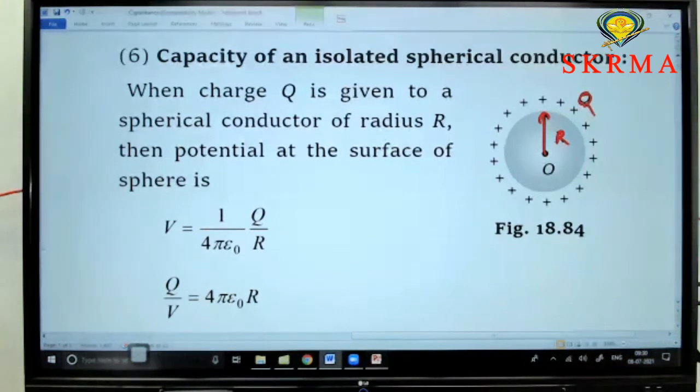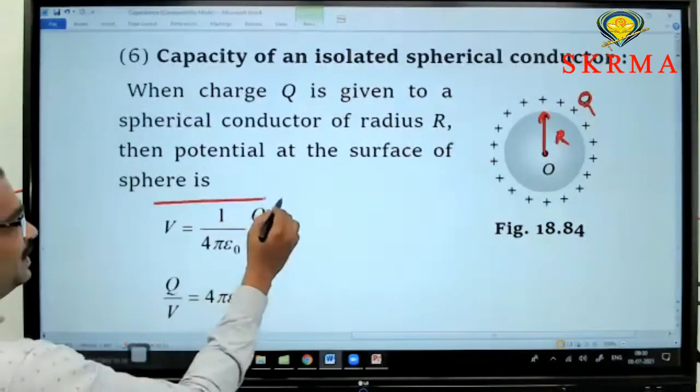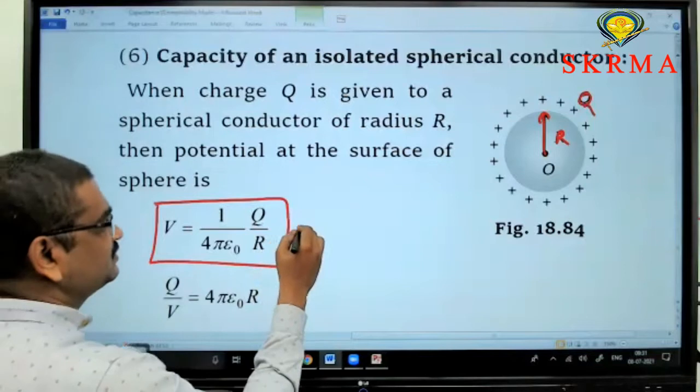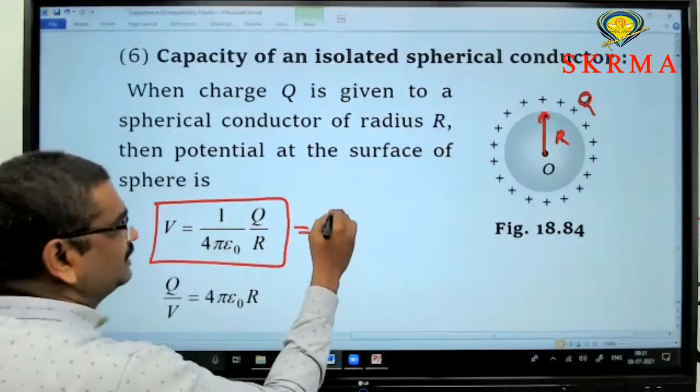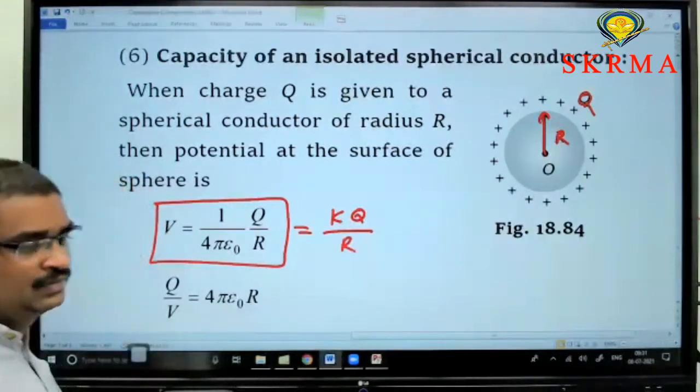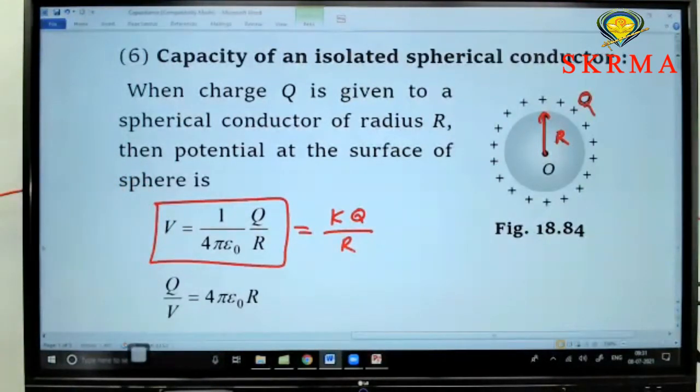The potential for a spherical surface is kQ by R. We can write this as 1 by 4 pi epsilon naught into Q by R, or simply kQ by R. What is the value of k? k is nothing but 1 by 4 pi epsilon naught only.